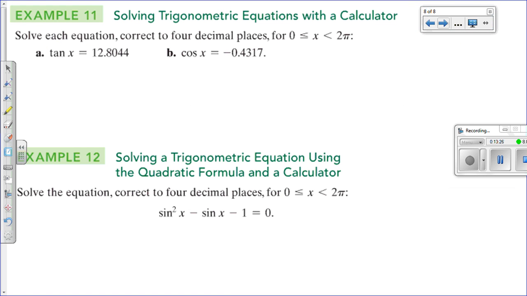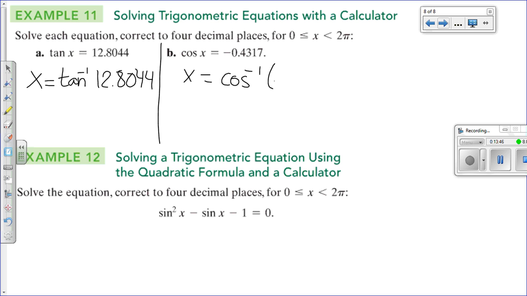So our last 2 problems. Yay. So all of you got a calculator, right? Yes? Okay. So this one, pretty easy. It will just be x is equal to the tangent inverse of 12.8044. And here, x will be the cosine inverse of -0.4317.